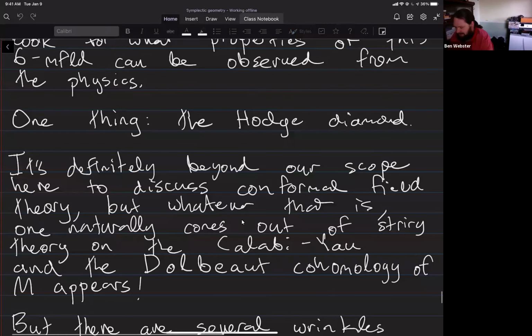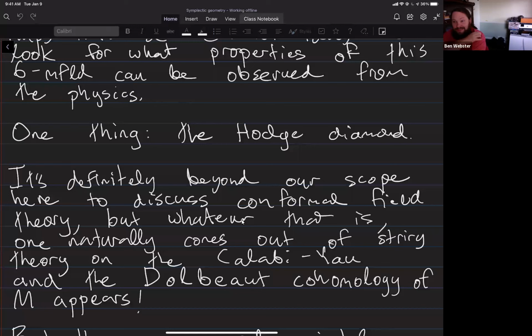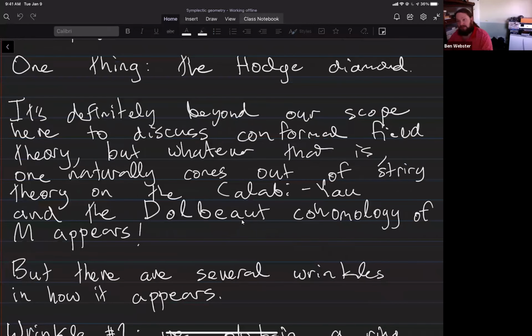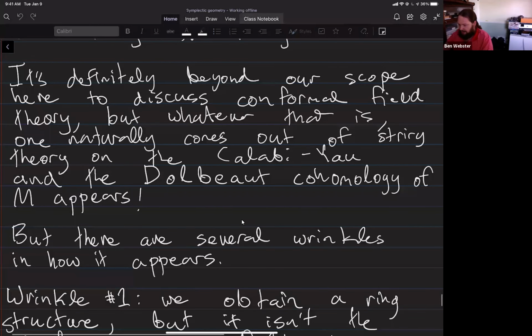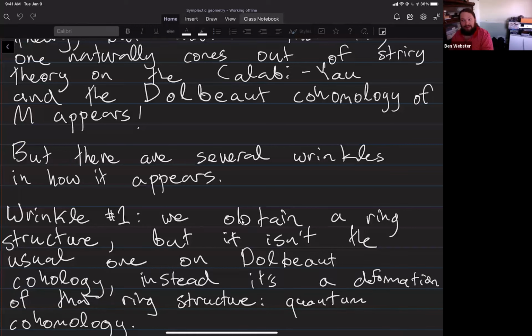All right, so I'm going to leave it to some other source for you to learn about conformal field theory. But whatever conformal field theory is, we get one out of looking at strings in our Calabi-Yau. And inside that conformal field theory is hiding the Dolbeault cohomology of M. Now, there are a couple of wrinkles for how the Dolbeault cohomology of M comes out. One is it does naturally have a ring structure, but it's not the usual one on Dolbeault cohomology.